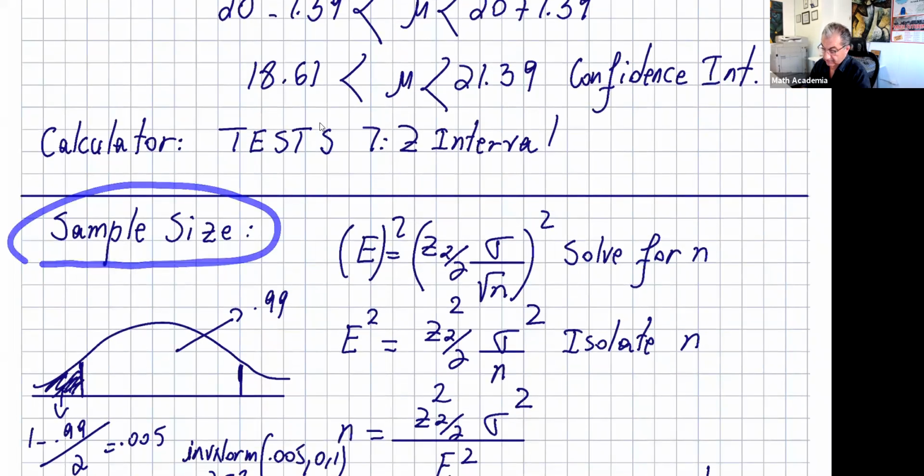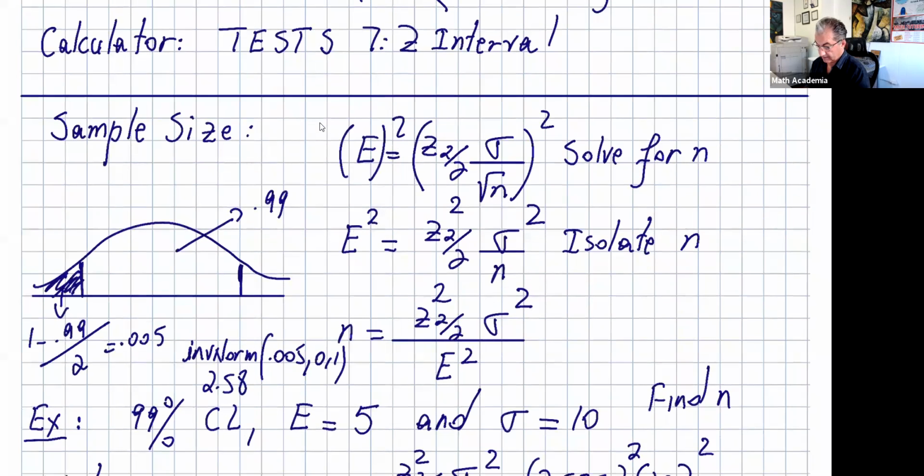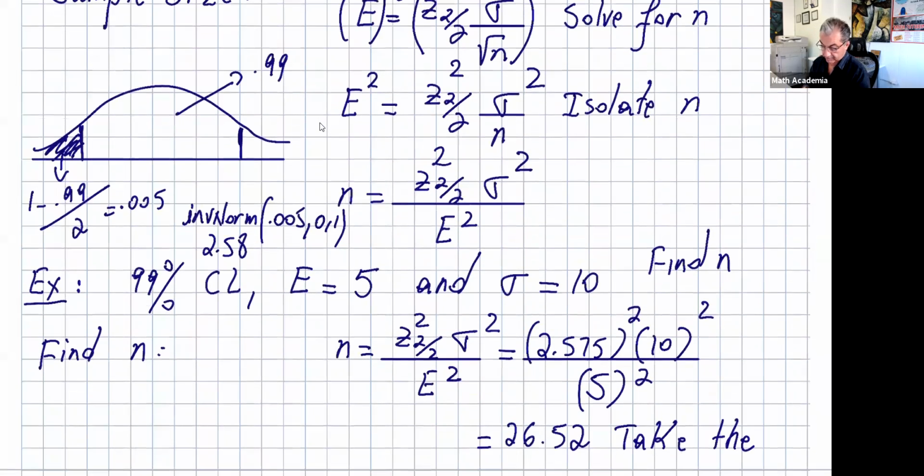Sample size. You can also calculate the sample size when you have E given, for the population mean. So for the formula, you take that formula, you square both sides, isolate n. You don't have to know how to do the algebra because the formula will be given to you. n equals z sub alpha over 2 squared times sigma squared over E squared.